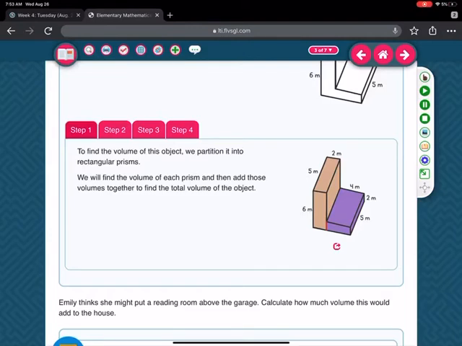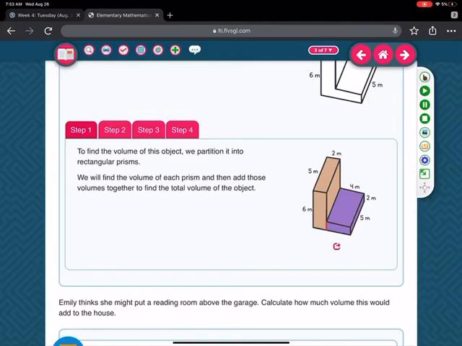Okay, so we know that 60 cubic meters is the volume of the brown. For the purple, we're going to do the same thing, multiply length times width times height. So our length is 4, times the width is 2. So 4 times 2 is 8, times the height, which is 5. So 8 times 5 is 40. So we have 40 cubic meters.